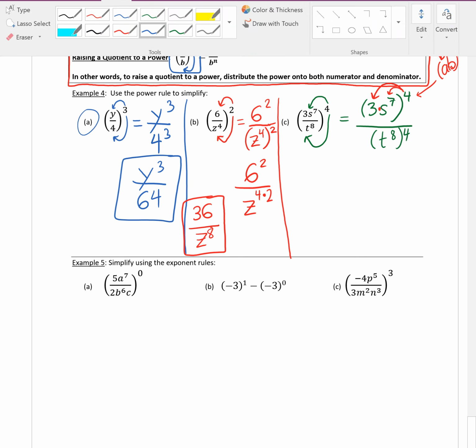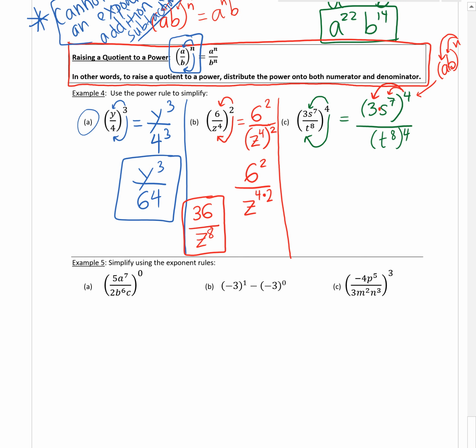We're actually using two exponent rules in one. We first used this raising a quotient to a power rule, and in the previous one we used the raising a product to a power rule. So let me distribute this fourth power. 3 gets the fourth power, but the s to the 7th also gets a fourth power. I'm going to be careful and write that out. So s to the 7th and then to the fourth power.